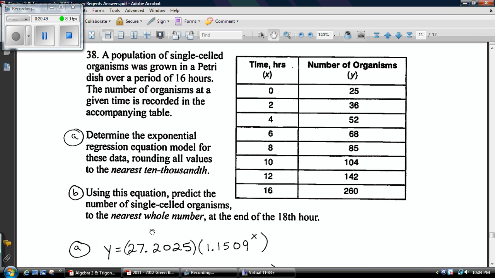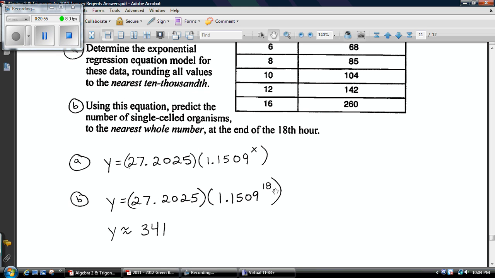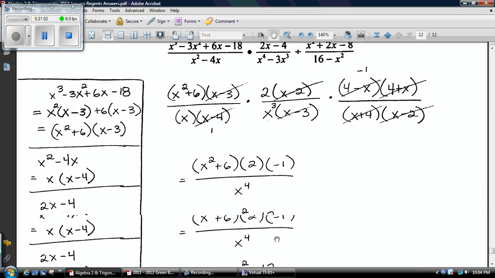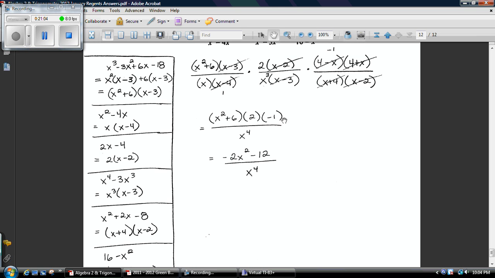Using this equation, predict the number of single-celled organisms to the nearest whole number at the end of the 18th hour. You just plug 18 in for x, get your answer and round. Piece of cake. 39. Okay, let me zoom out a little bit.